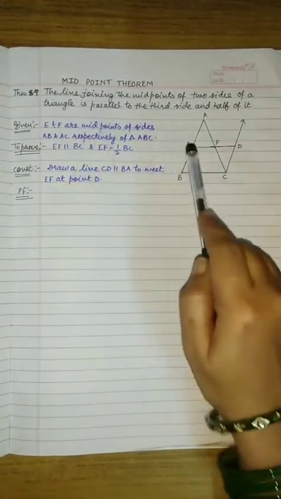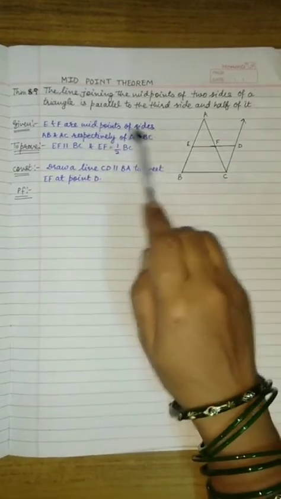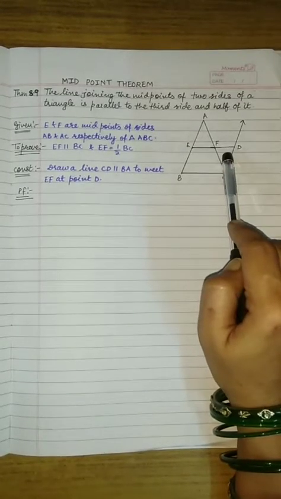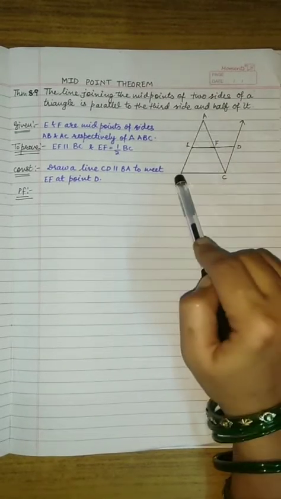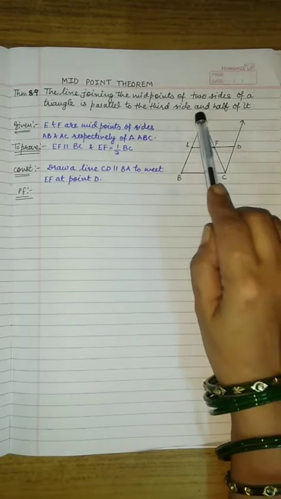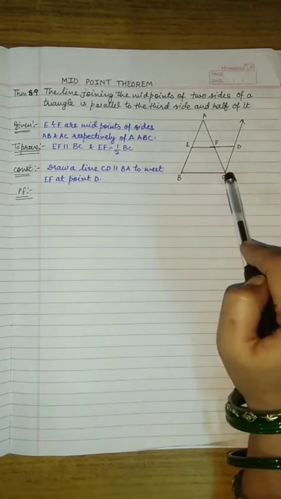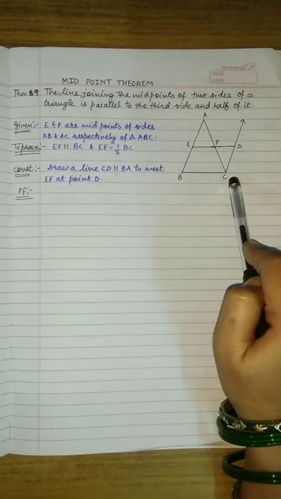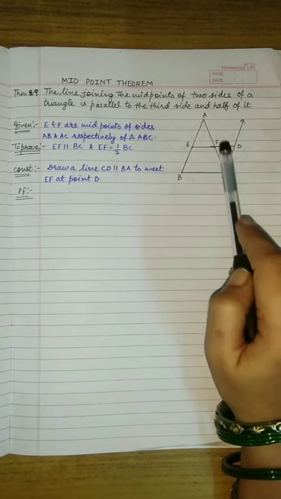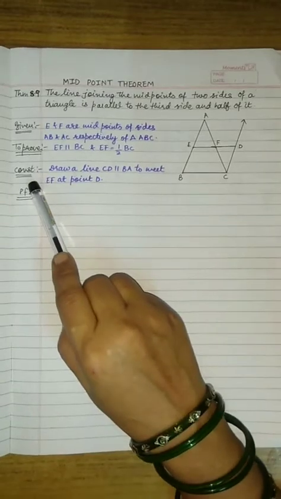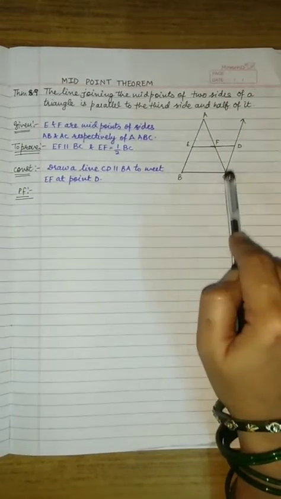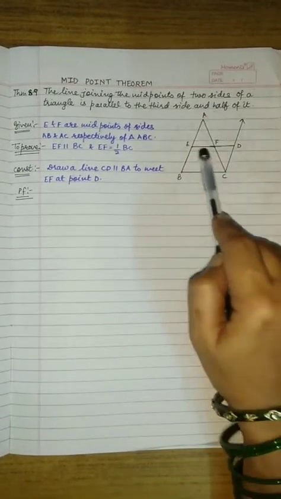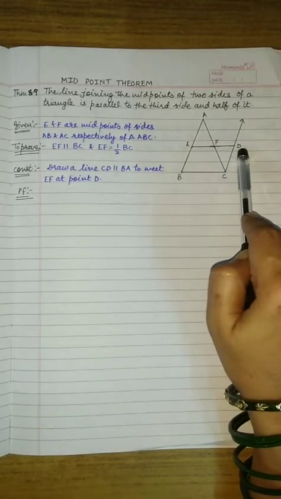That E and F are the midpoints of sides AB and AC of triangle ABC respectively. Means E is the midpoint of side AB and F is the midpoint of side AC of triangle ABC. Now what we have to prove is that EF is parallel to BC and half of BC. So for this we will have a construction. Draw a line CD. We are drawing a line CD parallel to BA to meet EF at point D. So let's prove it.